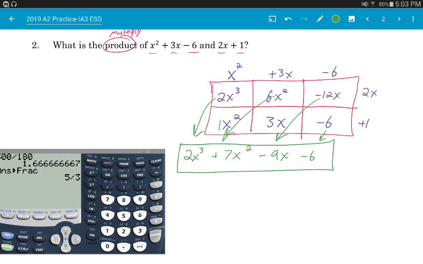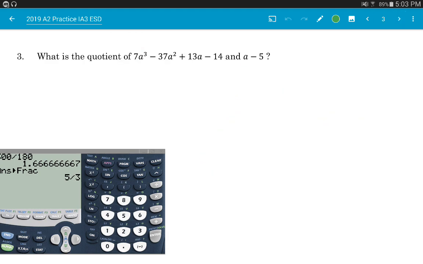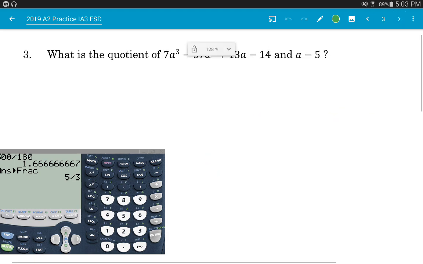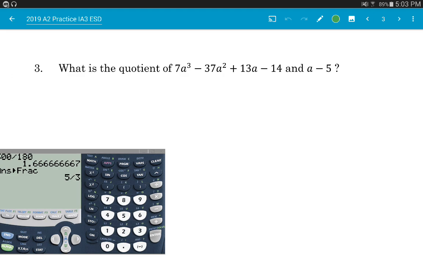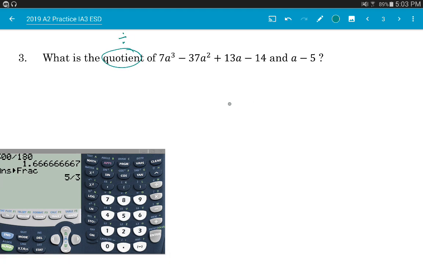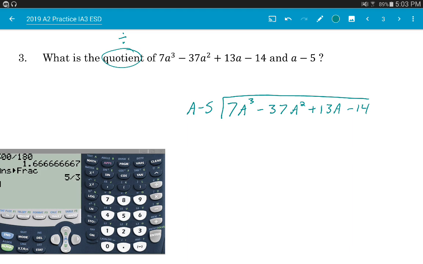And that would be the solution to number 2. Okay, question 3 is asking me for a quotient. A quotient means division. So when I divide polynomials like this, that means I'm going to take 7a cubed minus 37a squared plus 13a minus 14, and I'm going to divide it by a minus 5.